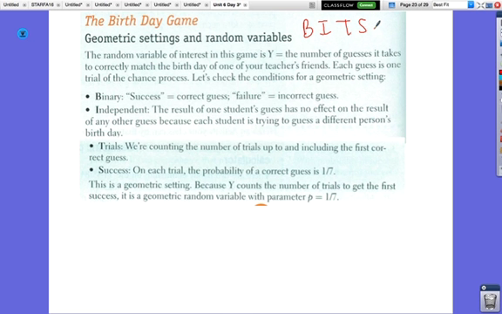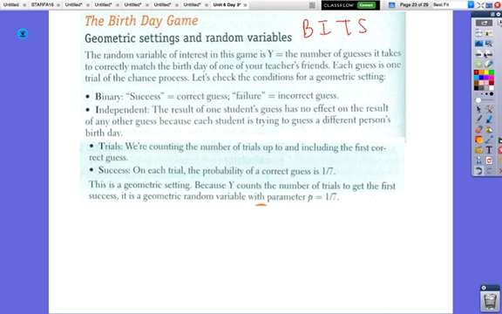On each trial, the probability of a correct guess is 1 out of 7. The reason it's 1 out of 7 is because, of course, you're trying to look at a day of the week, and there are 7 days of the week. And so the probability that the day you chose is correct is 1 out of 7. This is a geometric setting because y counts the number of trials to get the first success. It is a geometric random variable with parameter p equal to 1 out of 7.